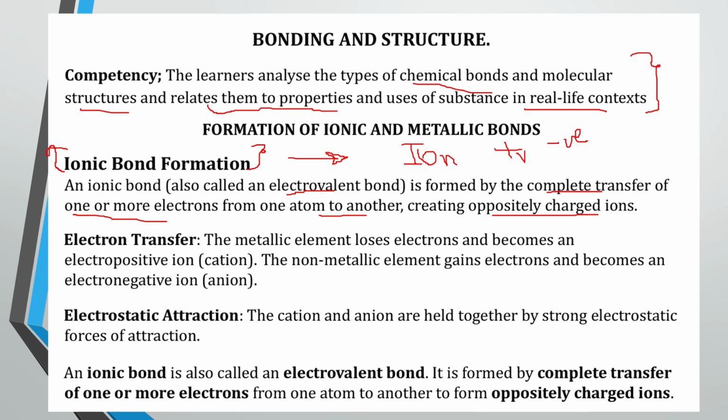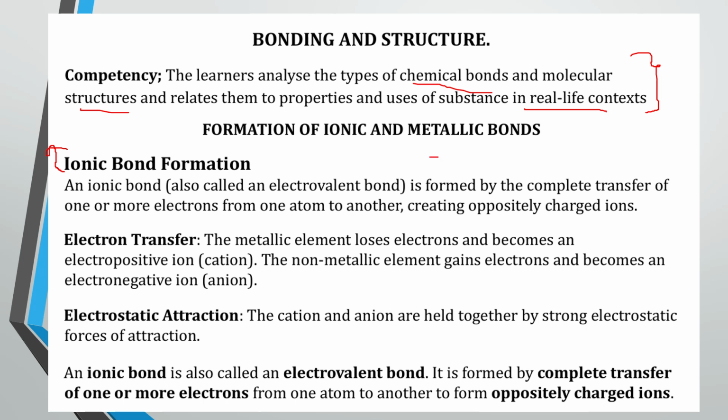for such a compound to be formed. So the complete transfer of electrons, whereby a metal atom gives off electrons to a non-metal atom, is what we call complete transfer of one or more electrons, forming oppositely charged ions. The one that donates electrons, which is always the metal element, becomes the cation, and then the one which accepts electrons becomes an anion, and that's how we form an ionic bond.